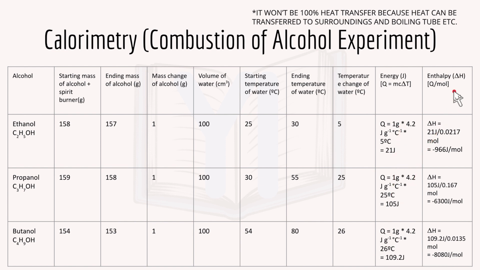And the enthalpy, which is in joules per mole, you just take the joules over here and divide by the moles of each respective alcohol. One thing to note is that they all have a negative sign, because this signifies an exothermic reaction. If the temperature of the water increases, that means the heat is being transferred to the surroundings, like being given out. That means it's an exothermic reaction, because an exothermic reaction is heat being given out. But we'll focus more on it later. So you have to put a negative sign.